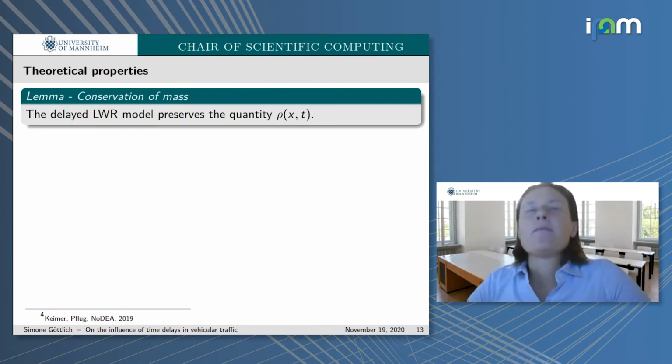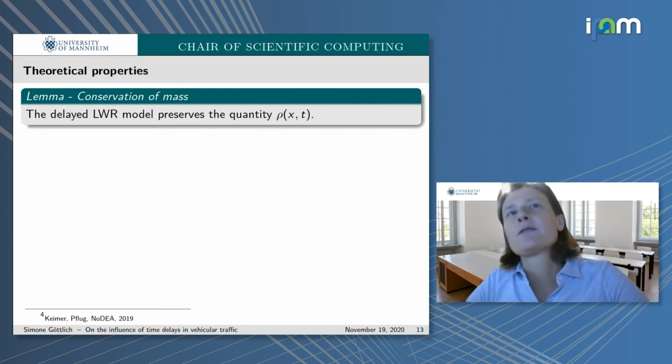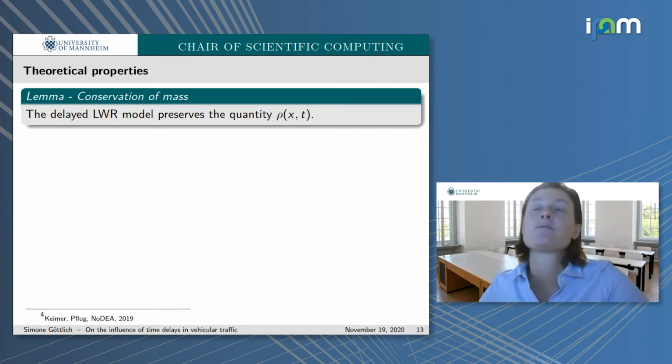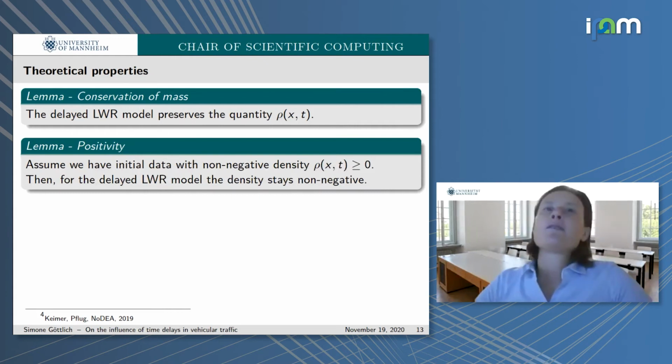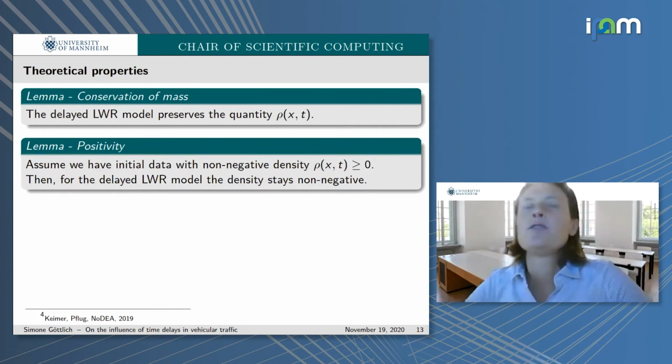Okay, so now I can tell you some of the properties we have investigated. The first one is the conservation of mass, which is probably not very surprising and can be directly computed via the integration over the interval [a,b]. We also have the positivity. Let's say we assume we have initial data with non-negative density. Then for the delayed LWR model, the density stays non-negative. This can be proven by some counterexample.